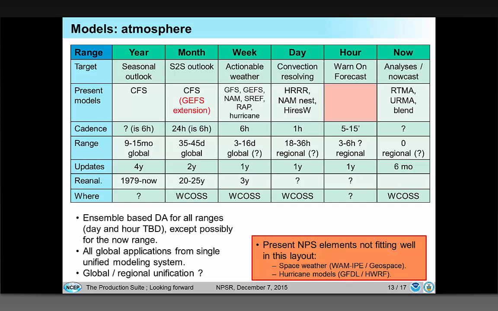Yeah, I'm glad you asked that question, Jeff. The title of this is Future of Model Production Suite. So again, I need to be rooted a little more into what you would like to discuss here, because we started with this slide, and the slide sort of summarizes the existing suite.